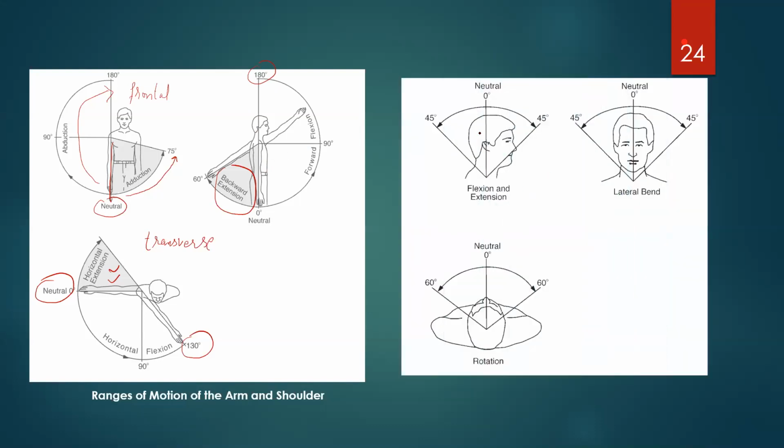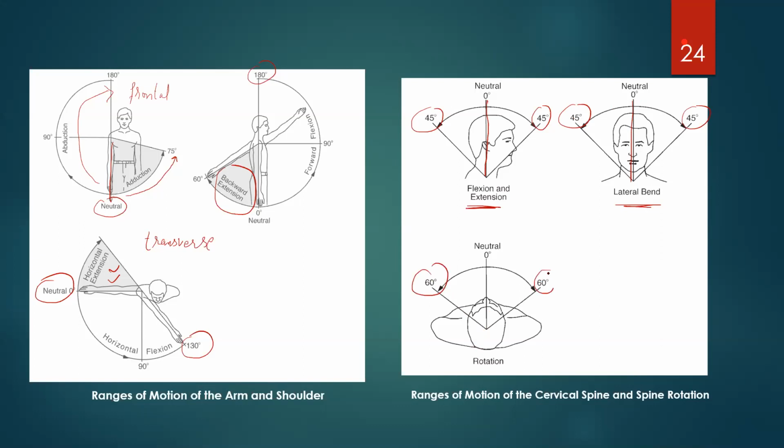With respect to your cervical spine, that is your neck. So again, flexion and extension, this is the neutral line, so you can bend your head up to 45 degrees in the forward direction, that is flexion, and 45 degrees in the backward direction, that is hyperextension. And on the sides, you can again bend your head up to 45 degrees, considering this to be the neutral posture. And the same is about rotation. So that is up to 60 degrees.